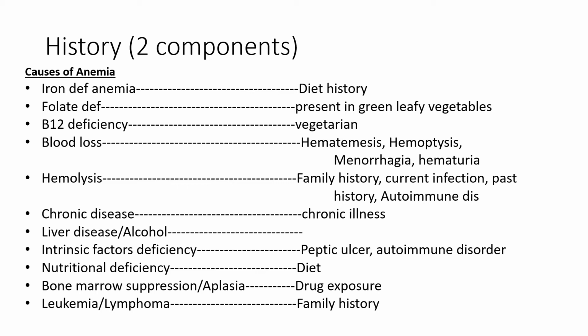Nutritional deficiency, we'll ask for the diet. And in bone marrow suppression or aplasia, we'll ask for drug exposure that can cause bone marrow suppression. And in leukemia, lymphoma, family history is also very important.